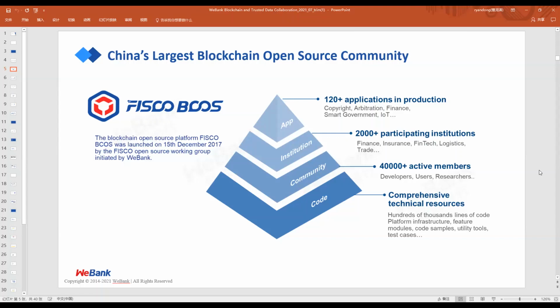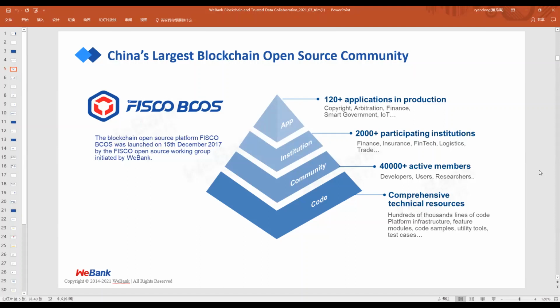They are not just prototypes, but actually used for real business, like copyright, arbitration, finance, smart governance, and I will show you more later. Also, for the community itself, we now have more than 2,000 participants and institution members. They work together with our open source project to contribute new components and make the technology better. And for the individual members, we have an even higher number.